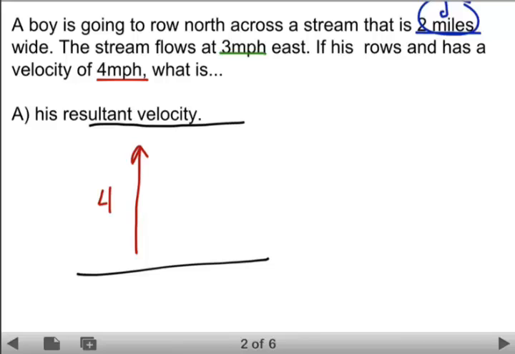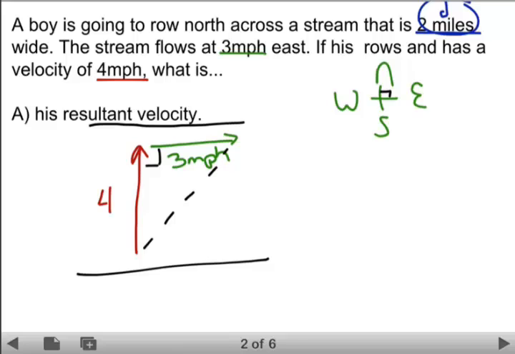And remember north, east, south, and west. The stream is going to push him 3 miles per hour to the east, okay? So you can see already we have a triangle forming. This is a right angle, because all of the directions of north, south, east, and west meet at right angles, which is helpful. So to get the resultant velocity, we're going to use the hypotenuse here.